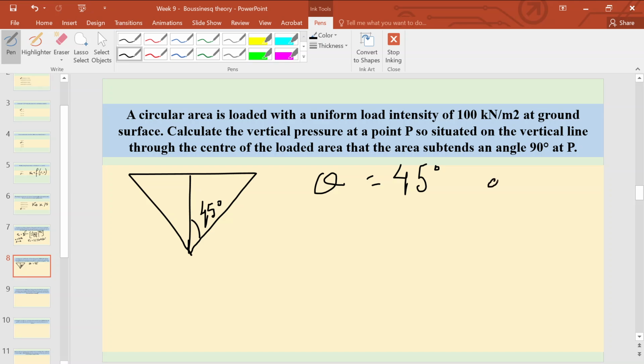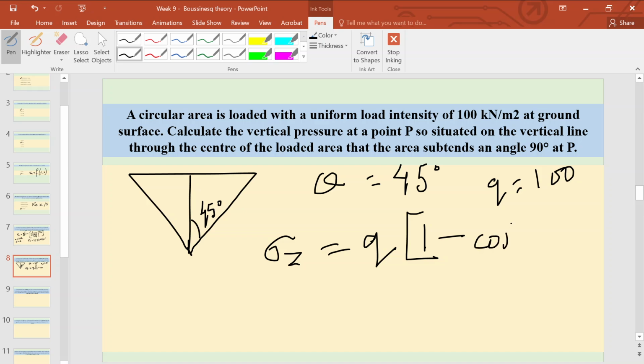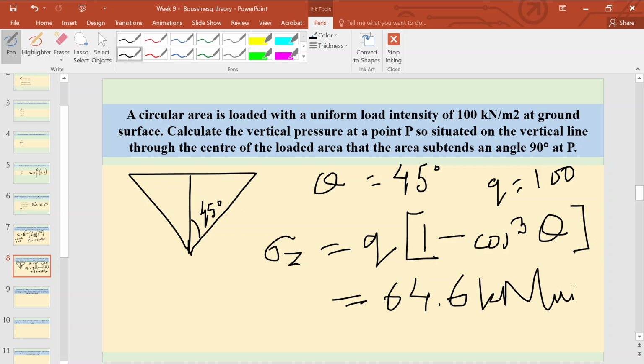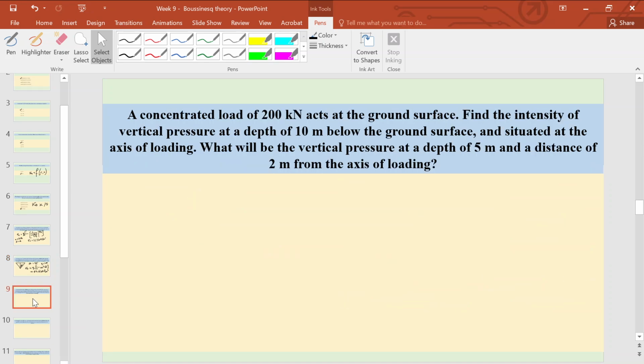And what is the value of Q? Q equals 100, isn't it? So the formula was sigma Z equals, please let me know if I have forgotten something, 1 minus cos cube theta, right? The answer was 64.64, right? Yes, 64.6 kilonewton per meter square. I'll again save it once. Okay, file has been saved.